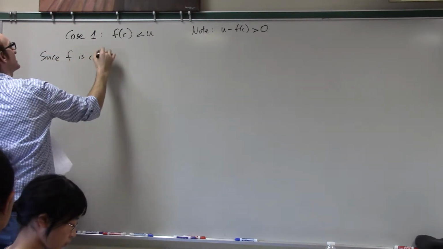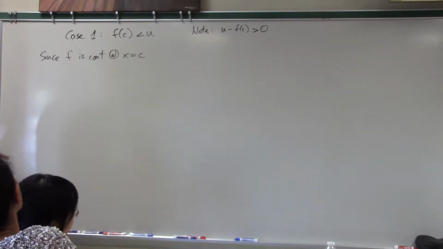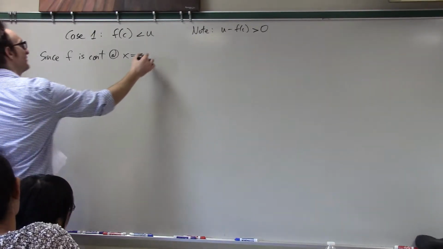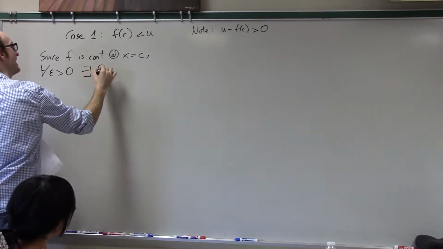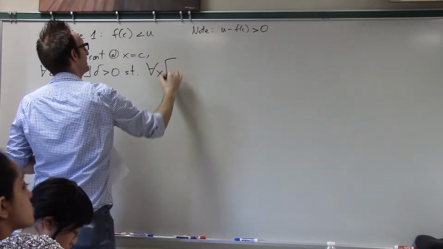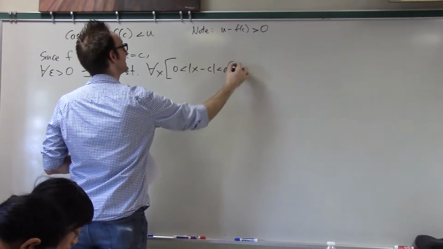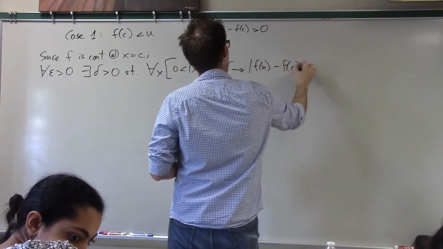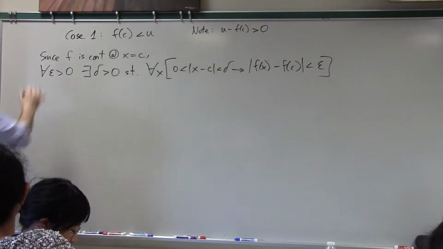Since f is continuous at x equals c, I have, thank you, Weierstrass, a formal definition of what it means for a function to be continuous at a point. And that formal definition says that for all epsilon greater than 0, there exists a delta greater than 0, such that for all x, if I stay pretty close to c, specifically less than delta, then the difference between f of x and f of c will be less than epsilon. Yep. Okay. Put this in a little box.